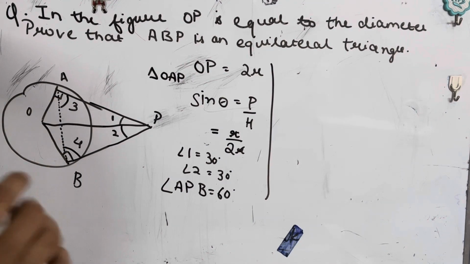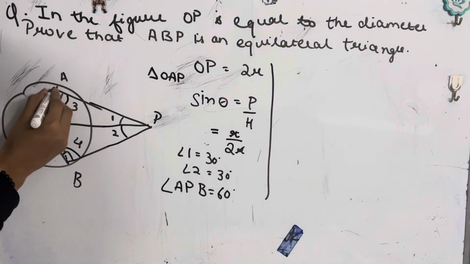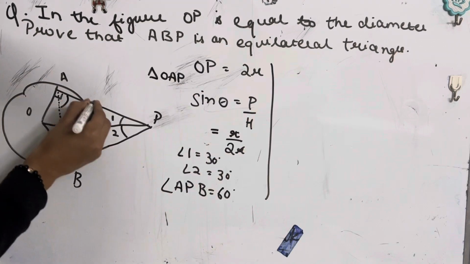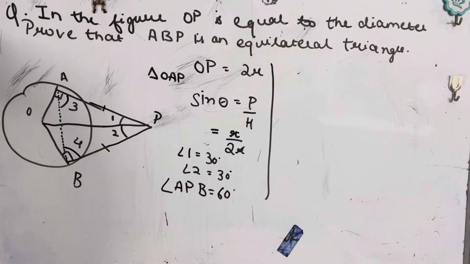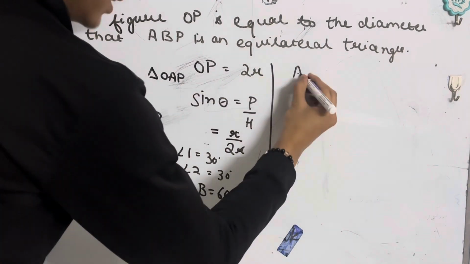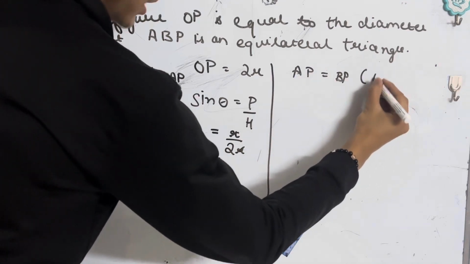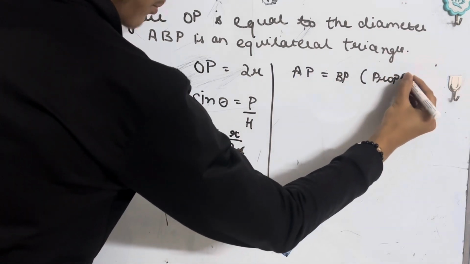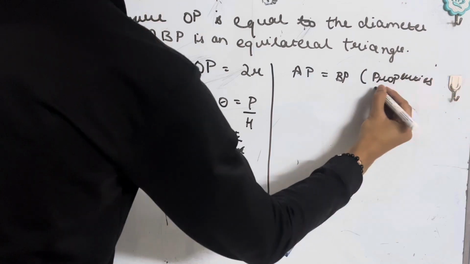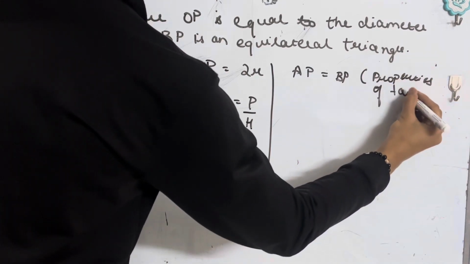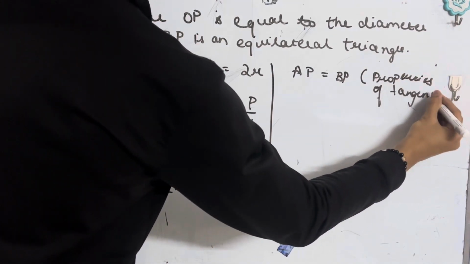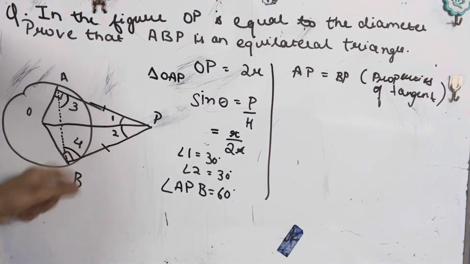So how will we do this? We know that tangents drawn from the same external point to a circle are equal to each other. We know that AP is equal to BP by the properties of tangent. We know that these both lines are equal.